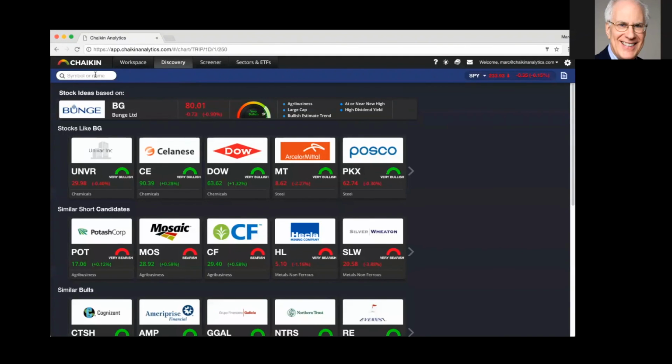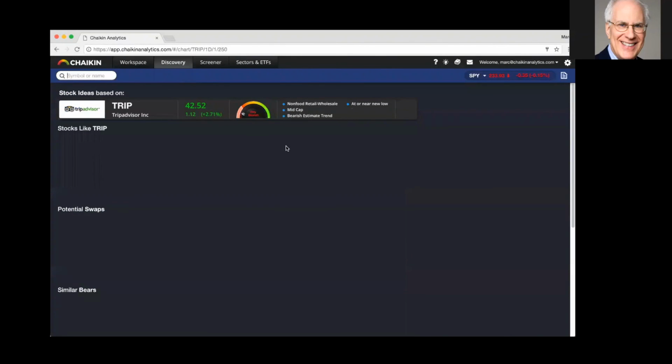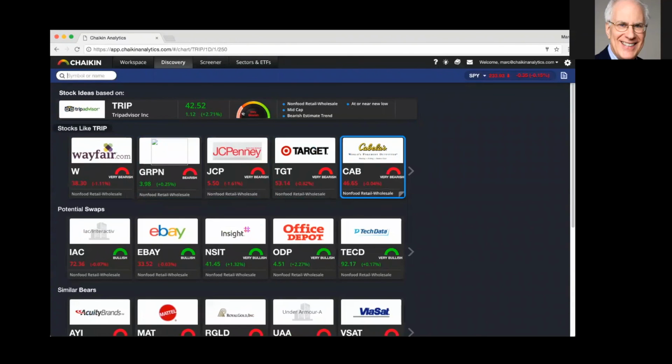So we're going to type TRIP into the stock discovery engine, and the first line is going to be stocks that have bearish ratings, very bearish ratings, in the non-food wholesale retail sector. These are the 2 most important points of relevance. This is known as a relevance-based discovery engine. That's what Amazon is, or Google. It's what Spotify and Netflix are. So we've got 5 stocks, if we're looking for potential short candidates, all in the same sector as Tripadvisor, Wayfair being an internet e-commerce site.